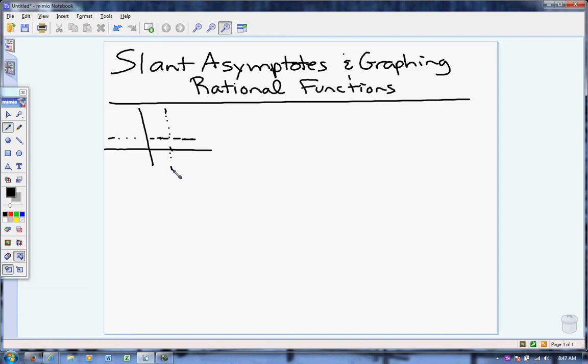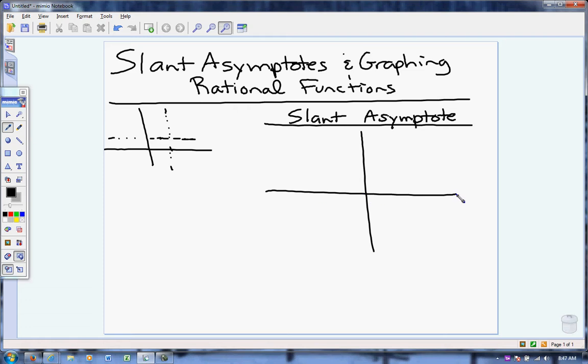Well, now we're going to talk about a slant asymptote, and I think you can probably guess what that's going to mean. It's going to mean that the asymptote is slanted. So we may have something like this where we have a slant asymptote and then a vertical asymptote, and then maybe the function is kind of sandwiched in between like that. And that's what we mean by a slant asymptote.